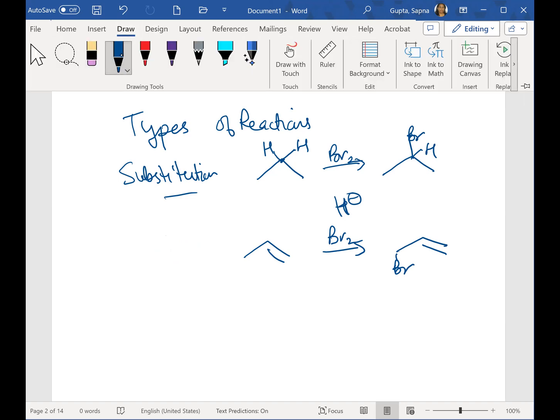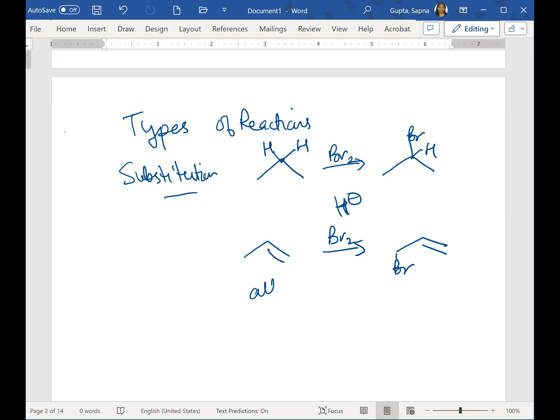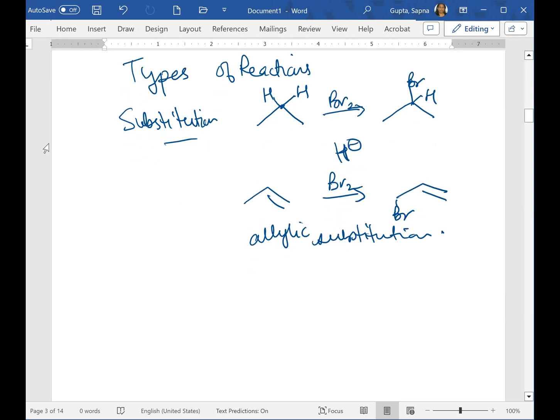Okay, so this is still a substitution reaction, but now the substitution is happening a little bit differently. This is called allylic substitution. The top one is the traditional substitution, and then this one is an allylic substitution. Okay, now I'm going to do an addition reaction. I messed with your minds a little bit here. Okay, so now we're going to add HBr.